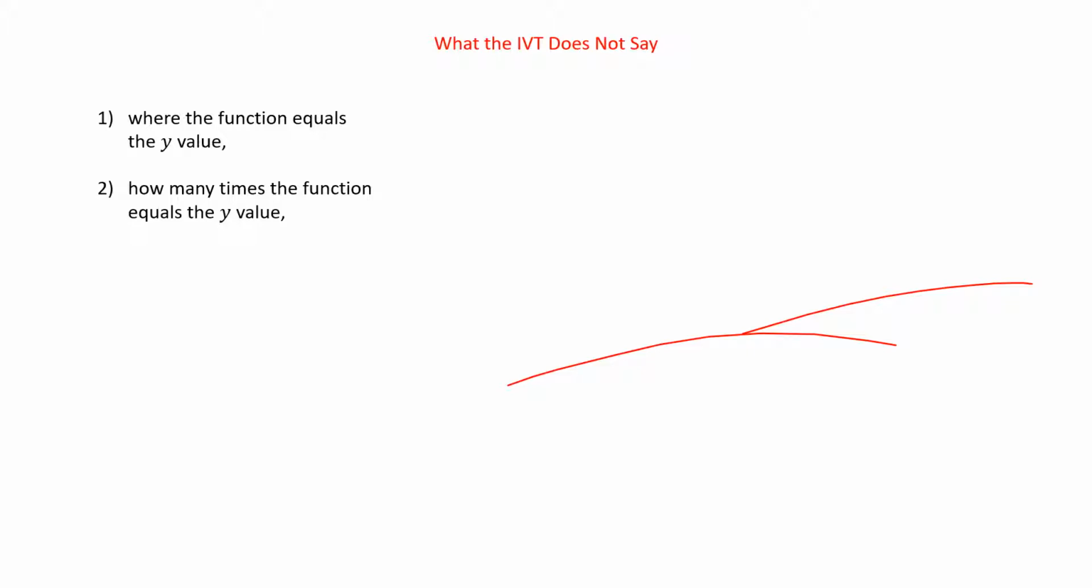How many times does the function equal the y value? We could have f of a, f of b, and the y value. We could have a line going straight up. Hey, it equals it exactly one time. We could have a line that goes like that, or it equals it a whole bunch of times. So we don't know how many times the function equals the y value.